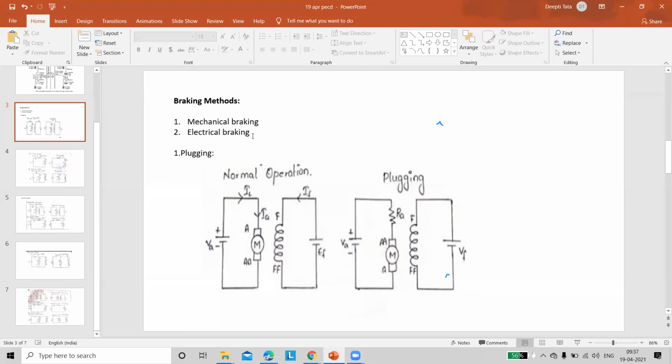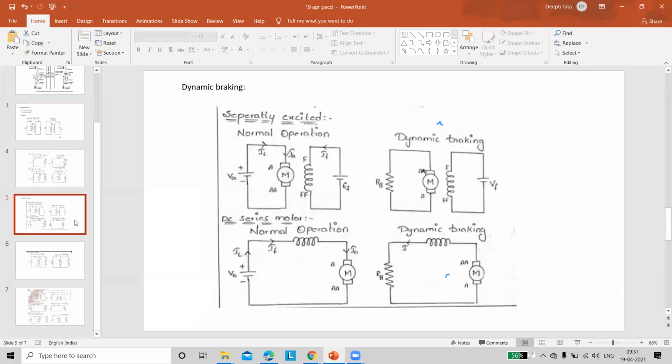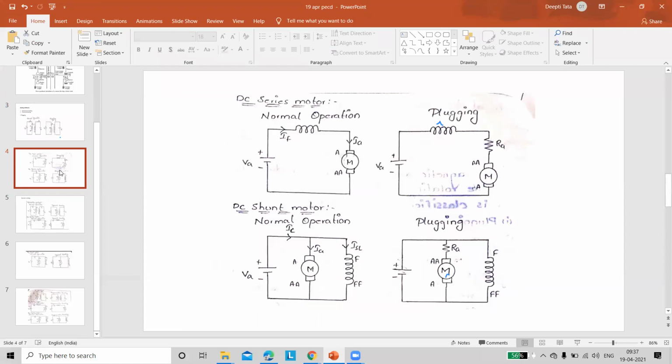The major difference between these three braking techniques is that in plugging, the armature polarities are going to be reversed. That means by interchanging the armature polarities, you are going to apply the braking method. Just see the diagrams. You have to draw the diagrams for three types of motors, that is separately excited and self-excited. In self-excited, you have to draw for the series motor and the shunt motor.